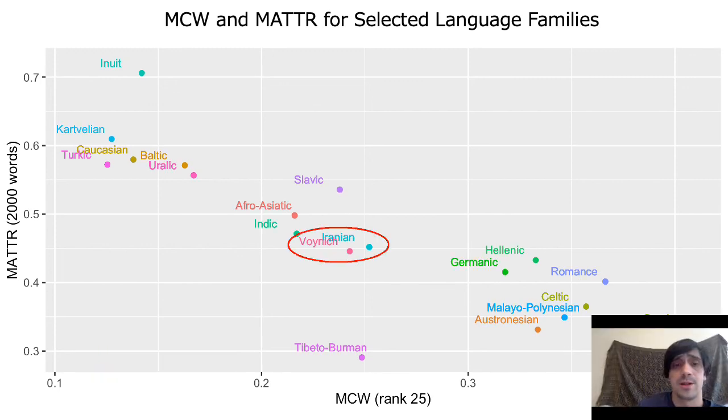And Voynich is in the mid-range again. In fact, it's a little bit closer to the mid-range and a little bit farther from Germanic and Romance, closer to Indic and Iranian. And I don't think that this tells us it's more likely to be Indic and Iranian. I think that Germanic and Romance are just as likely categories, but something like Inuit, for at least a couple reasons, is very unlikely to be the underlying language of the Voynich script. But even the Turkic languages, the Kartvelian languages, the Caucasian languages are probably not candidates.